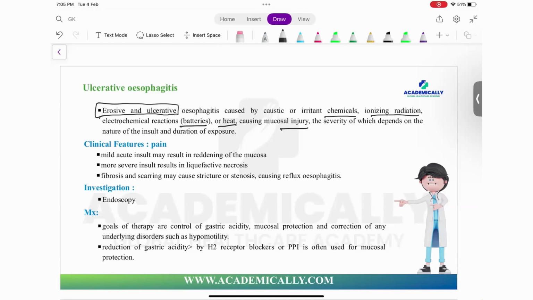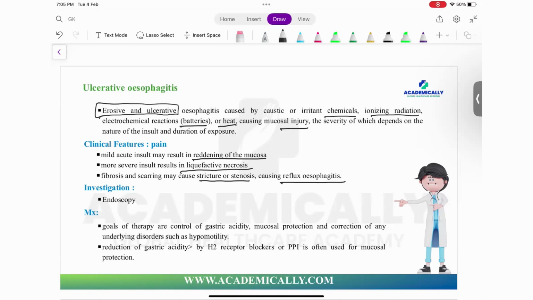So acutely, there will be reddening of the mucosa. But if it is more severe, for example acid or alkali especially, it will give rise to liquefactive necrosis, and the inflammation gives rise to fibrosis. Healing is by fibrosis, and there can be stricture or stenosis, giving rise to reflux esophagitis also. You will ask me why reflux? Because if there is longitudinal scarring, there will be shortening of the esophagus, and we have already seen that if the abdominal esophagus becomes shorter, the chances of reflux are more.